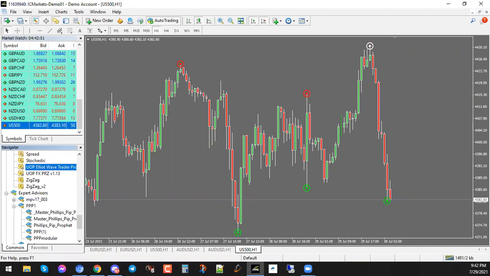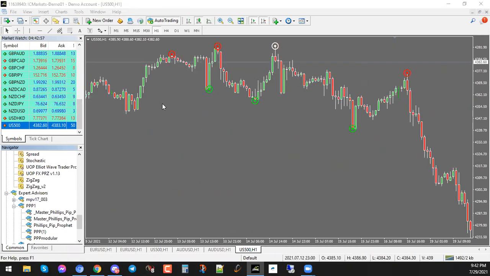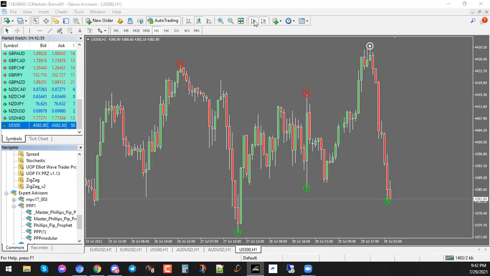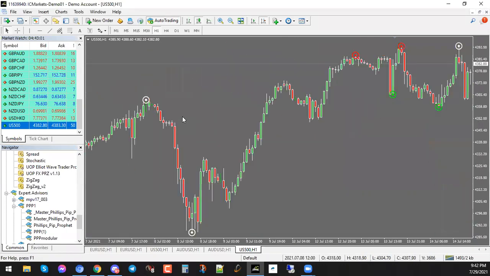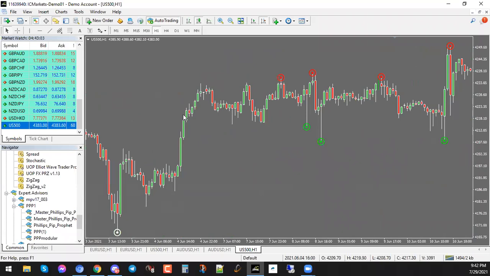Okay, let's see if this has any issues on my chart. Okay, it looks perfect now. Okay, good. It looks perfect.